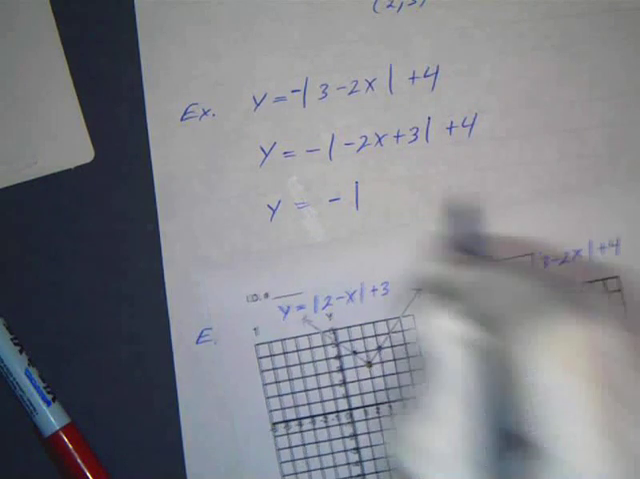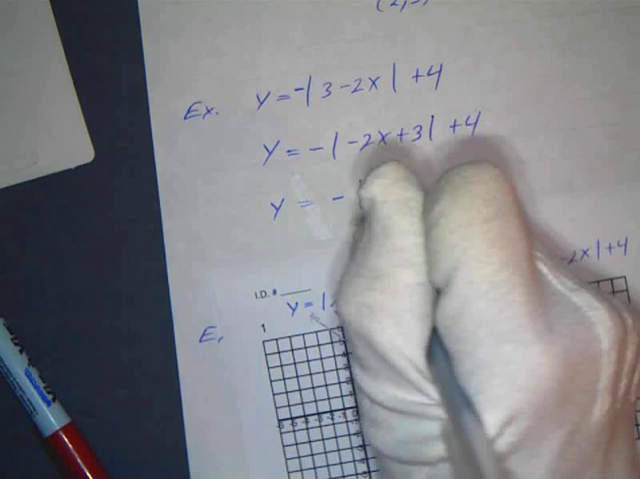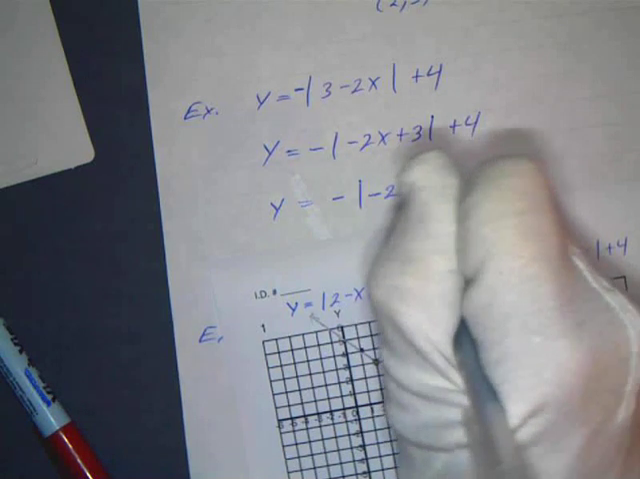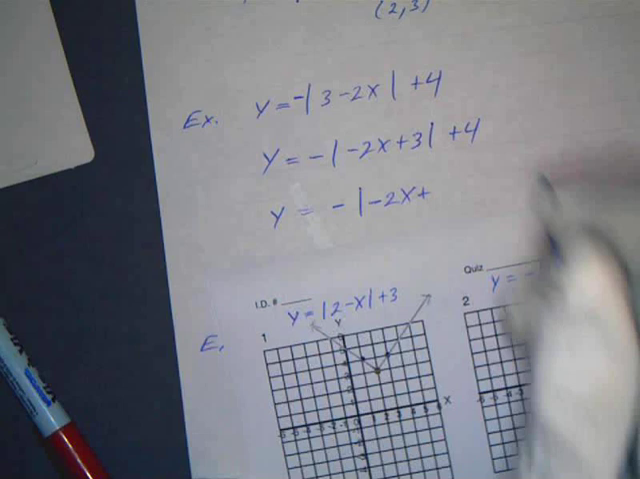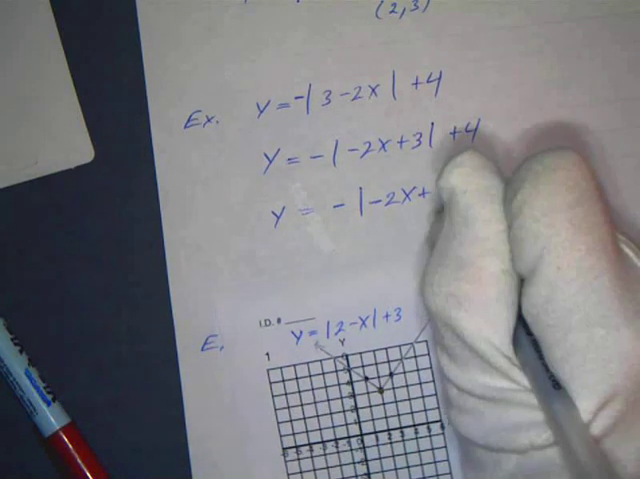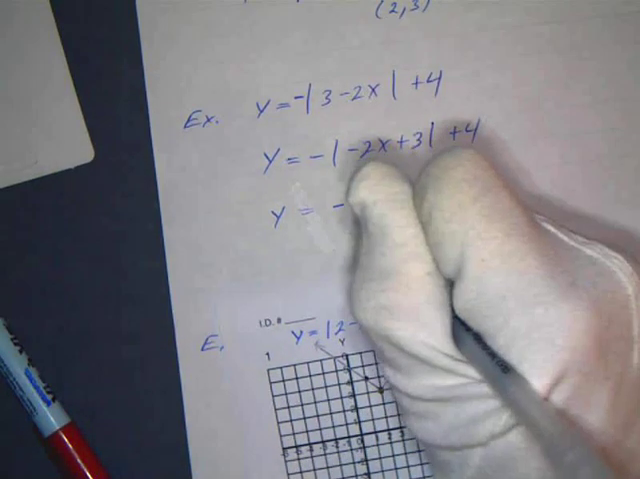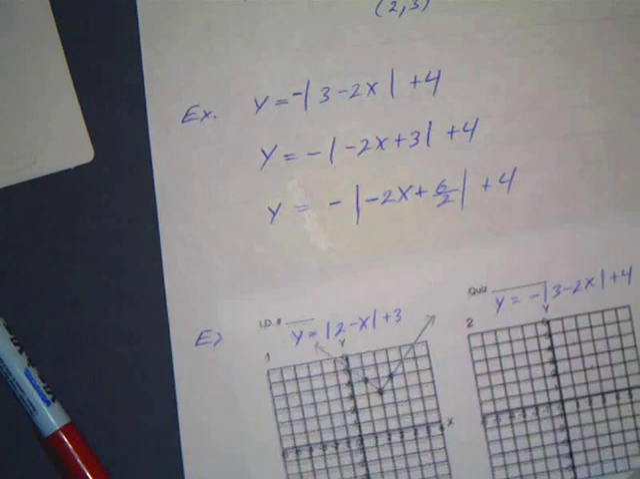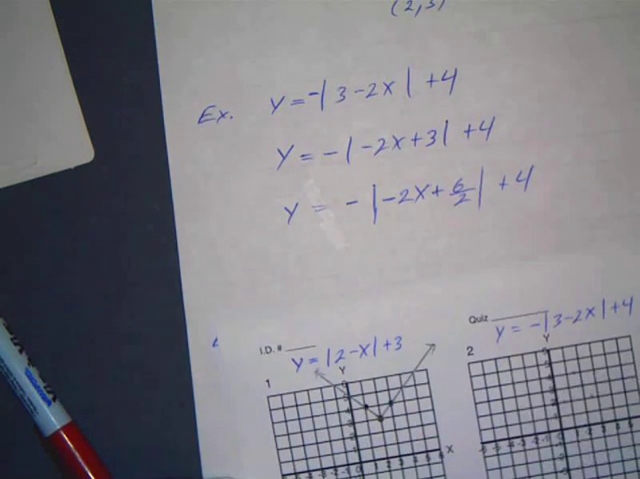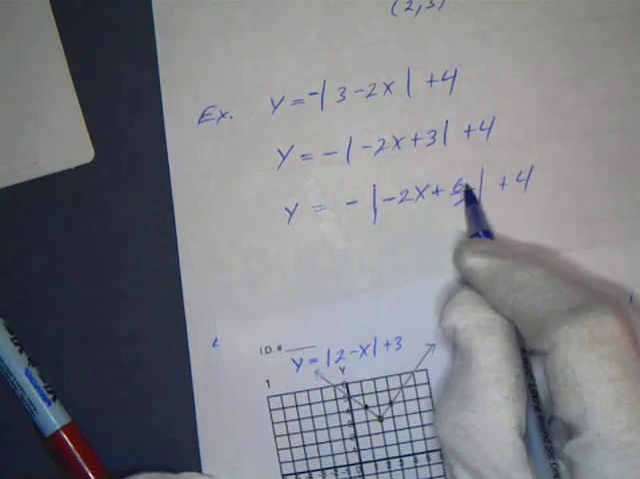So 2 doesn't go into 3. So if I make this 6, so read it like this, -2x. And if I multiply the top and the bottom by 2, I've got 6 over 2. Now that's the same thing as 3, so I really haven't changed the value, but 6 is divided by 2, so I can take that out.